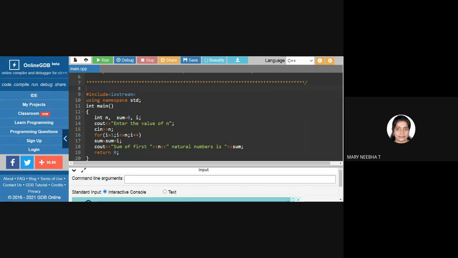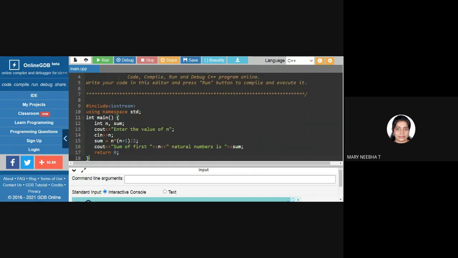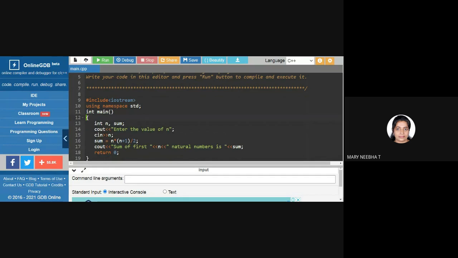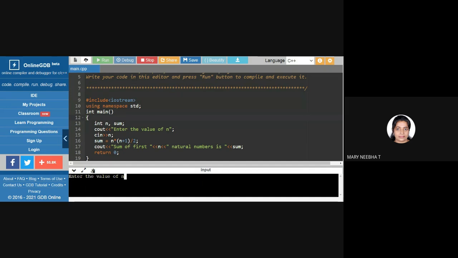If we implement this with the formula n into n plus 1 by 2. Here we just find the sum of n numbers using the direct formula, n into n plus 1 by 2. You get the value from the user and directly enter it. Now we'll execute this and find the value of n.